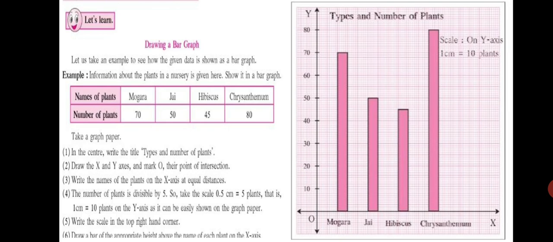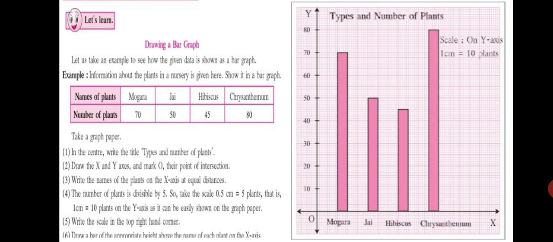Now what are you going to do? How you are going to show if you are taking 10 plants as 1 centimeter 45? That we will see. So write the scale in the top right hand corner. Scale on y-axis: 1 centimeter is equal to 10 plants. Now draw a bar of the appropriate height above the name of each plant on the x-axis.